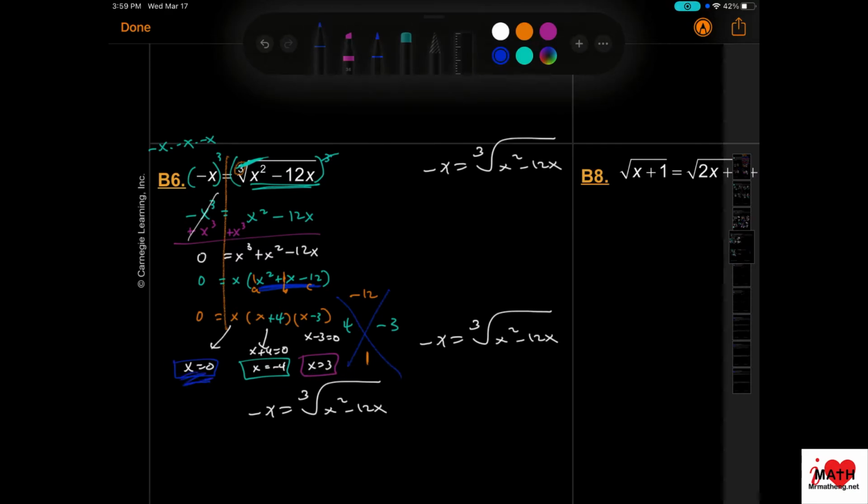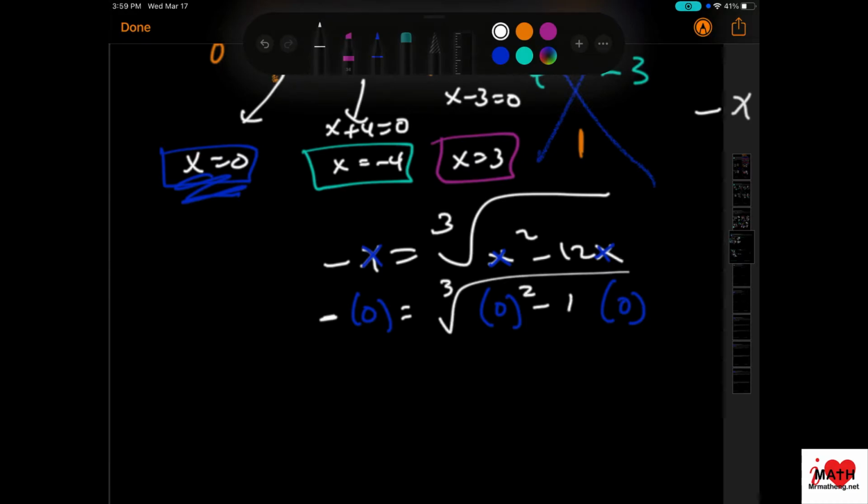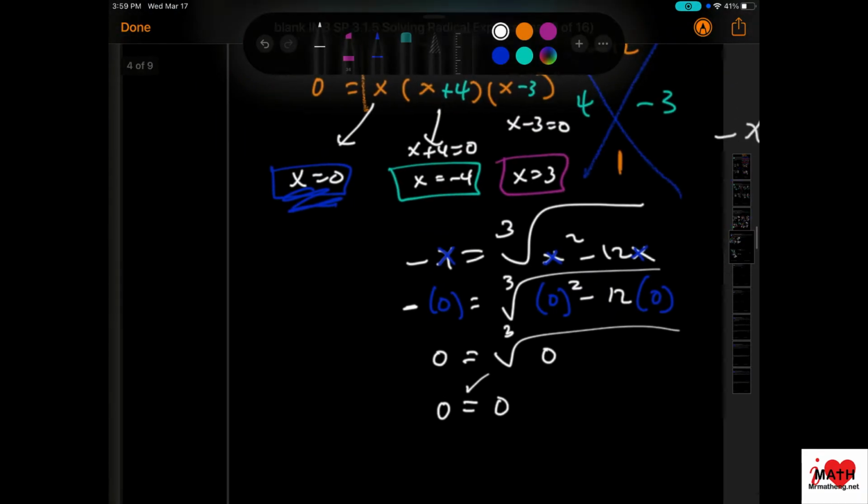Okay, so let's test x equals 0 here. Opposite of 0 is 0. I have the cube root. 0 squared is 0. Negative 12 times 0 is 0. So 0 minus 0 is 0. The cube root of 0, 3 identical numbers that multiply to be 0, are 0. So this checks. What does this mean? This is a solution. Let's go ahead and test now x equals negative 4.